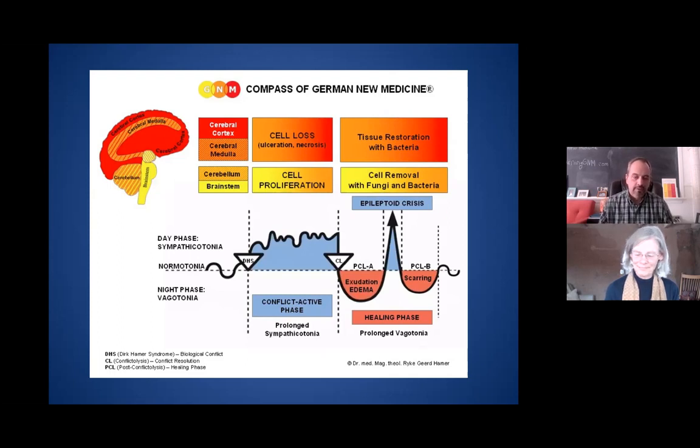And so once the DHS is experienced at the subconscious level, it activates a special biological program, and we enter into the first phase of the biological program, which is the conflict active phase. And this is where we experience prolonged stress. Prolonged sympathetic atonia is the term we use. Sympathetic atonia, and as that word indicates, it's in relation to the sympathetic nervous system of the autonomic nervous system.